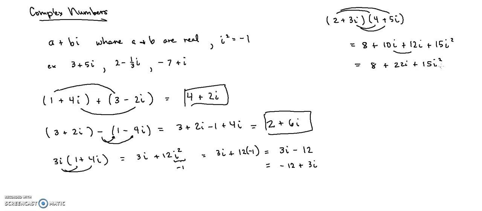Now if these were x's, we would be done right here, but we remember that i squared is equal to negative 1, so we can keep going. 8 plus 22i, this is going to be minus 15. And now we can put the real numbers together. 8 minus 15 would be negative 7 plus 22i. So you've got to keep going until you get it into that right form.